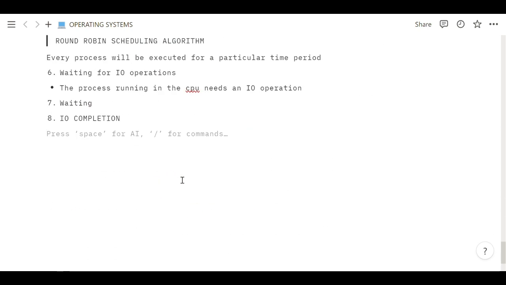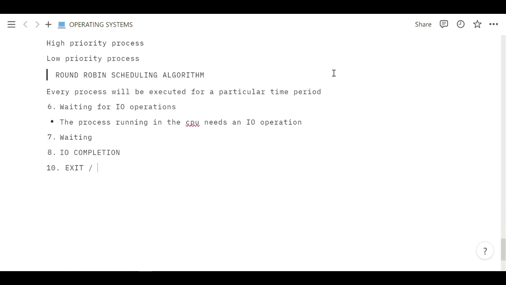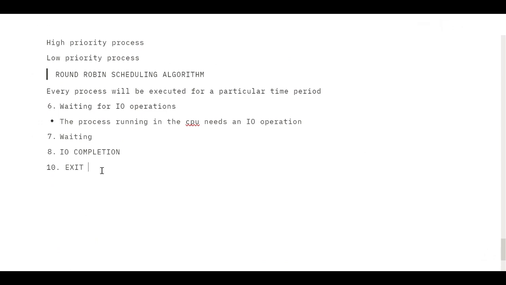And talking about the exit or terminated, what will happen here? If the process completes all its operations, it will be sent to the exit and get terminated. That is the simple definition of exit and terminated. In order for a process to go to the exit state, it should complete all its operations. The same thing we can write as the definition here.